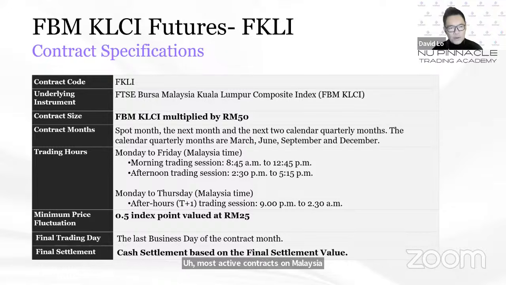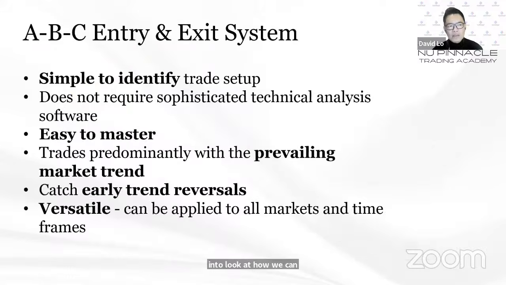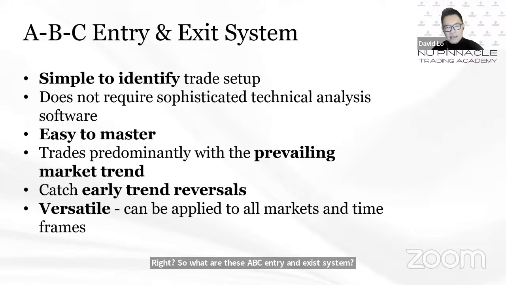And now let's look at how we can use the ABC methodology. So what are these ABC entry and exit systems? These are the characteristics. It's very simple to identify, but you need to train your eye. Initially you may not be able to see the setups until you have trained your eye to look at that particular pattern, because it's a pattern that you need to recognize. It doesn't really require sophisticated technical analysis software. Basically, you need a simple bar chart or candlestick chart to show you the highs, lows, and all that. It's quite easy to master.